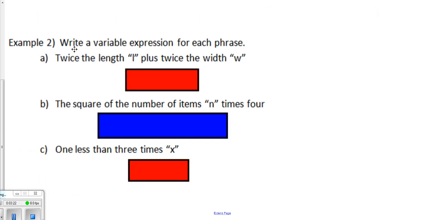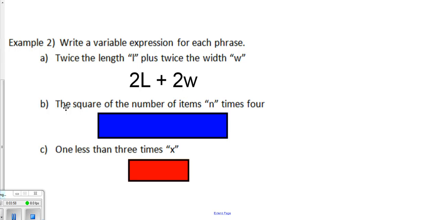Alright, example 2. Write a variable expression for each phrase. Our first part, A. Twice the length L plus twice the width W. Well, twice the length L would be 2L plus, we'd have an add sign, twice the width W, 2W. So 2L plus 2W would be our whole expression. Now again, it never said that this was equal to anything in particular. It just said twice this length plus twice this width. So it's 2L plus 2W.